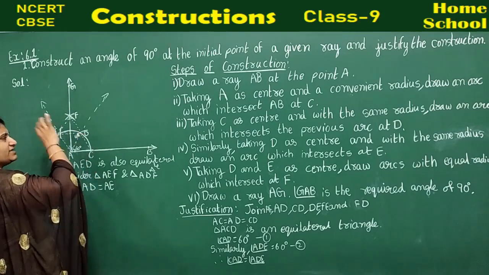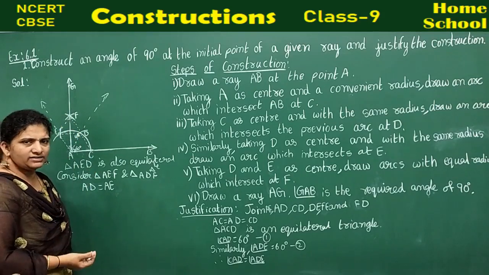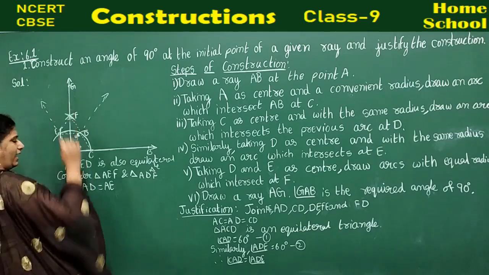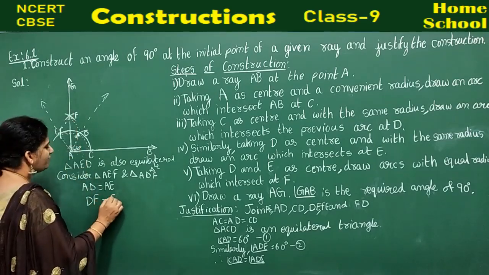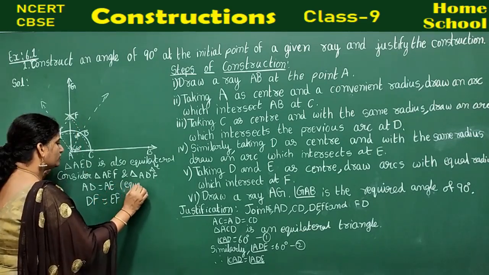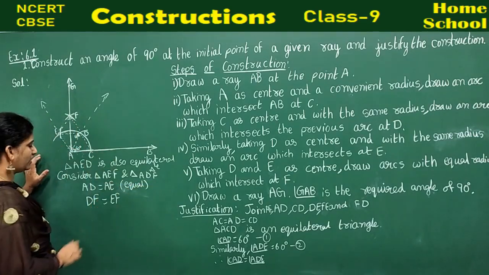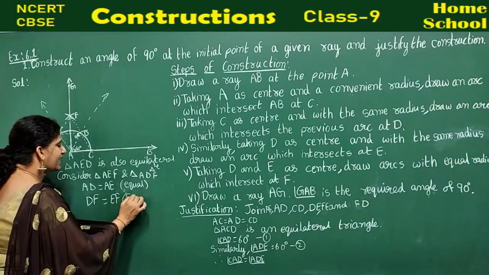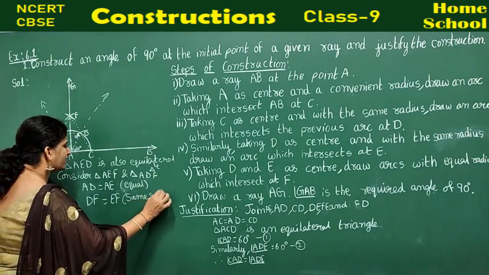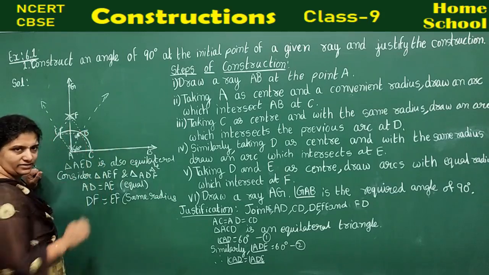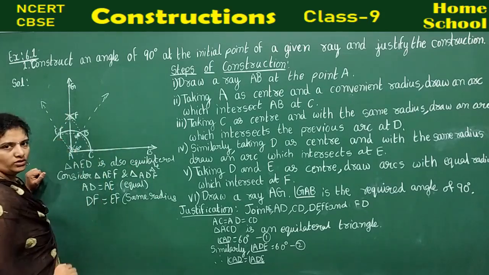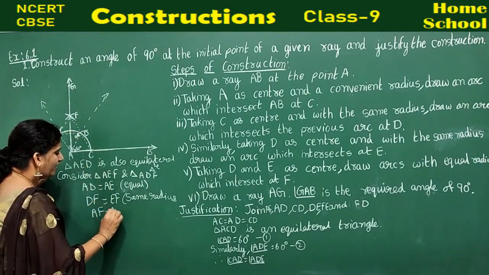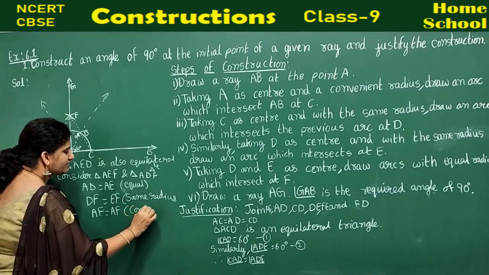I say that AD is equal to AE. Why? Equilateral triangles, all sides are equal. AD is equal to AE. And now DF. DF is equal to EF. Again, DF is equal to EF. How are we saying? You have taken the same radius. The same radius you have drawn while cutting the arcs. Right? Therefore, these two distances are also the same. Then I say AF is equal to AF. It is a common side.